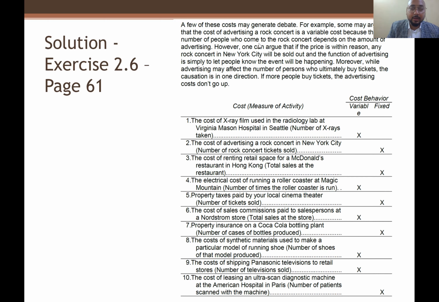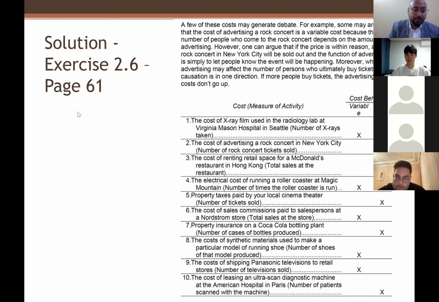So any confusion regarding 1 to 10? Anis? No questions. Ali? Subhan? Junpyo? No, sir. Yes, sir. All clear?